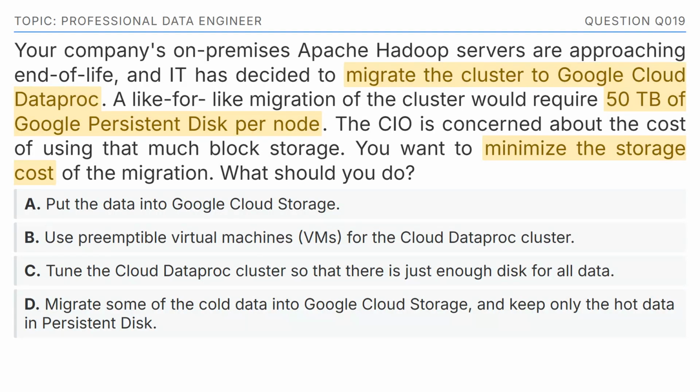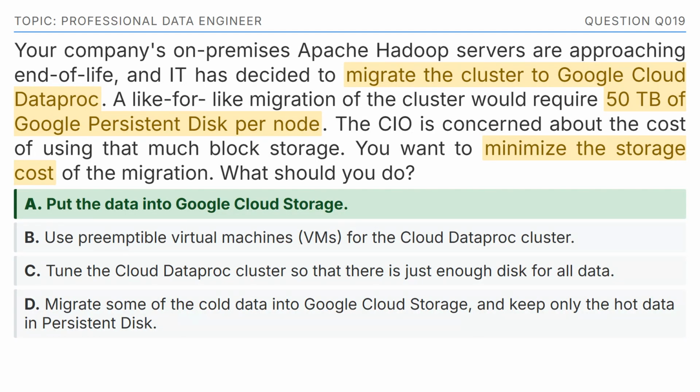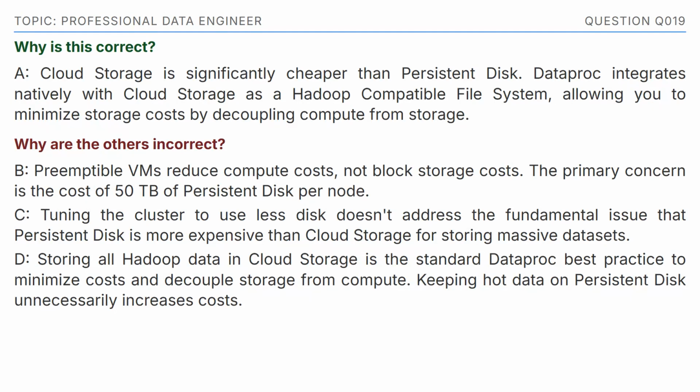To arrive at the correct answer, we focus on the keywords: migrate the cluster to Google Cloud Dataproc, 50 terabytes of Google persistent disk per node, minimize the storage cost. Correct answer is Option A, put the data into Google Cloud Storage. Why is this correct? A. Cloud Storage is significantly cheaper than persistent disk. Dataproc integrates natively with Cloud Storage as a Hadoop-compatible file system, allowing you to minimize storage costs by decoupling compute from storage. Why are the others incorrect?